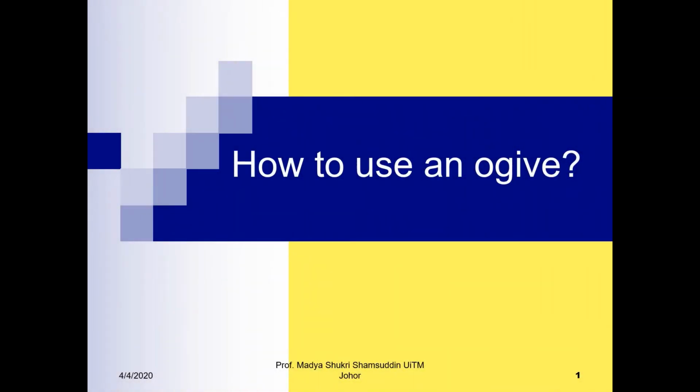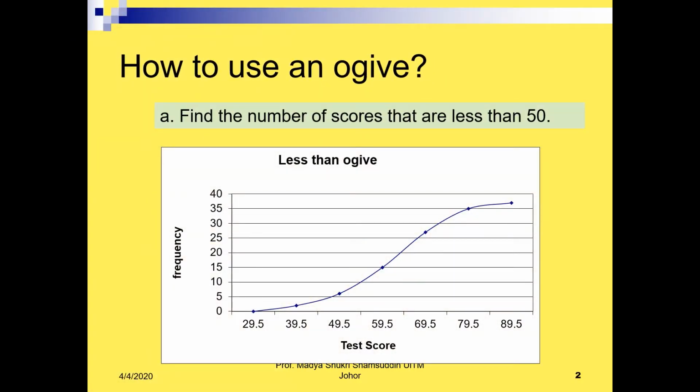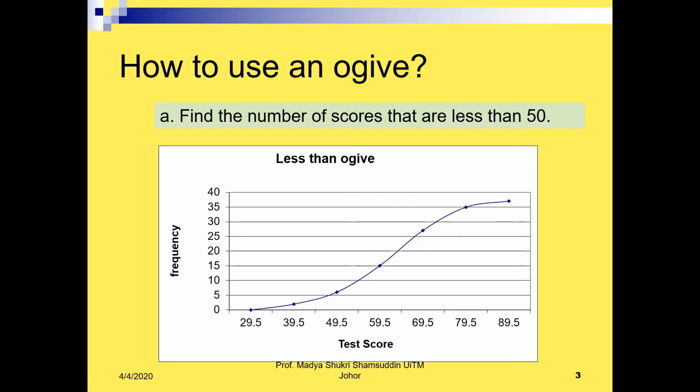This video is an example of how to use Ogive. A. Find the number of scores that are less than 50. Go to x-axis, find 50. From the axis, draw a straight vertical line up till it touches the ogive line. Then draw a horizontal line till it meets the y-axis. Here the answer is 6.